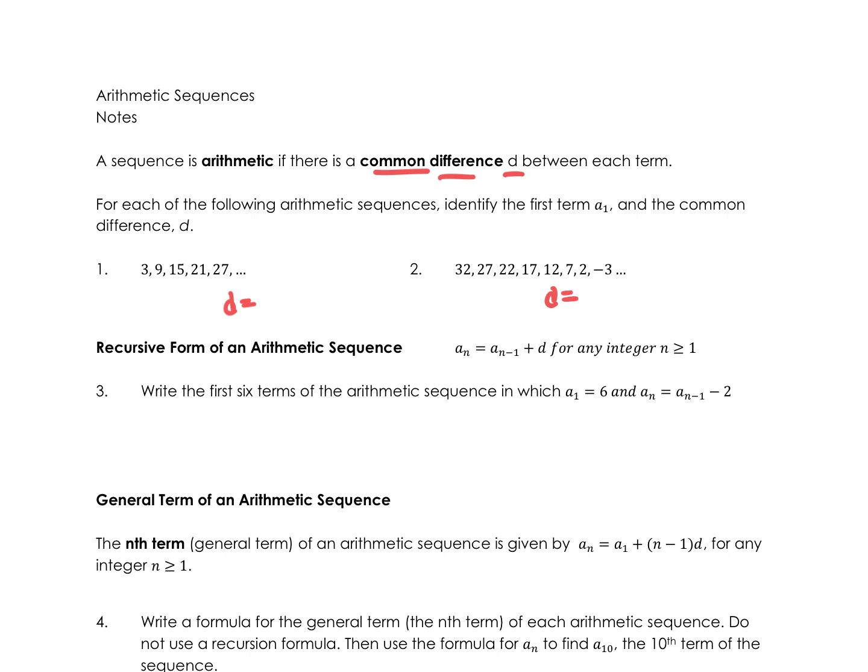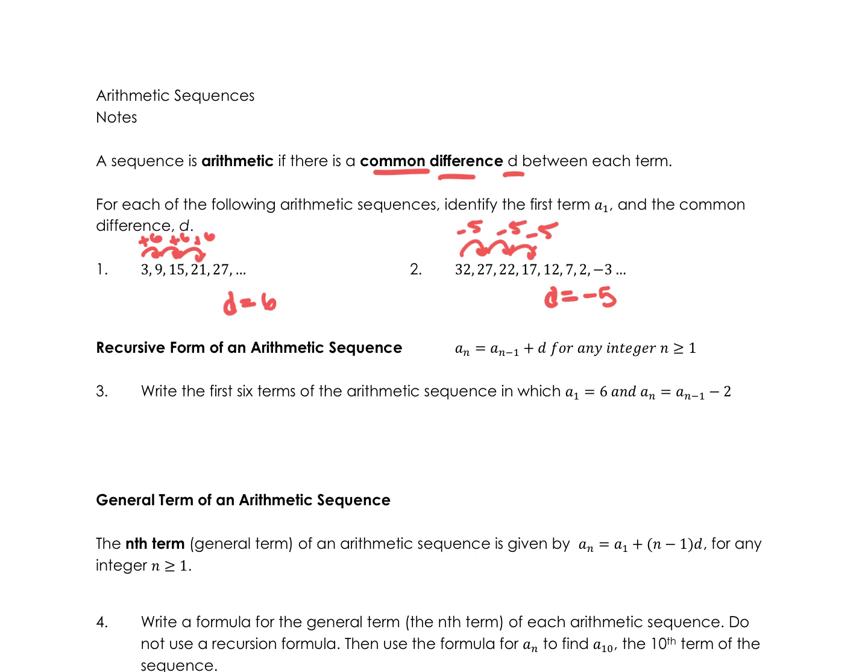All right, for the first one here, D is 6, because we're adding 6 each time to get from one term to the next. So that makes this an arithmetic sequence. If you are adding or subtracting a common number to get to the next term, then that is what it means to be arithmetic. Here, though, are we adding in number 2? What are we doing? We're subtracting. And what are we subtracting? 5. So D is going to be -5. If we're subtracting 5 each time, then that means that our common difference, D, is -5.